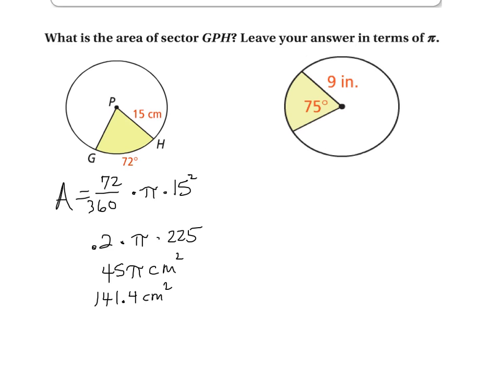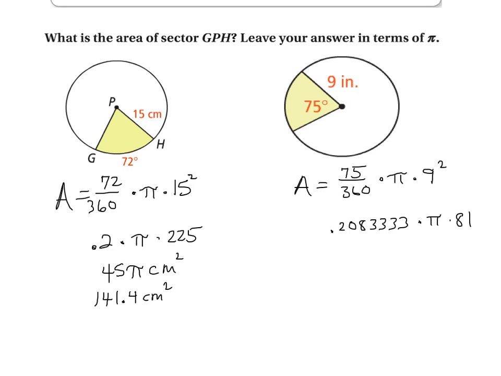Alright, now that you've hit pause, let's take a look at this answer. The arc we're looking at here is 75 degrees, divided by 360, times pi, times, in this case, our radius of 9 squared. Well, 75 divided by 360 gives me a decimal of 0.2083333, so I'm just going to write this down. This is from my calculator. Times pi times 81. 9 squared is 81.